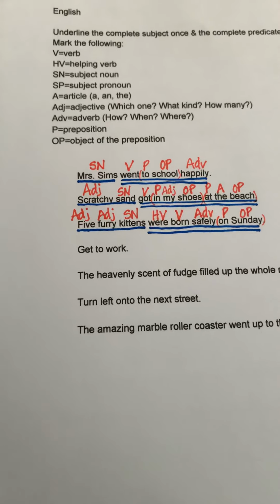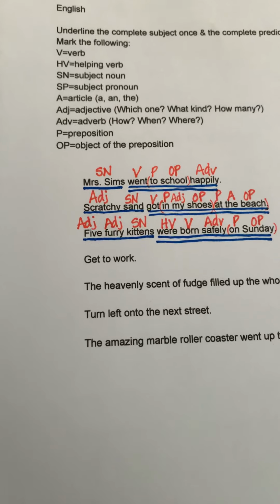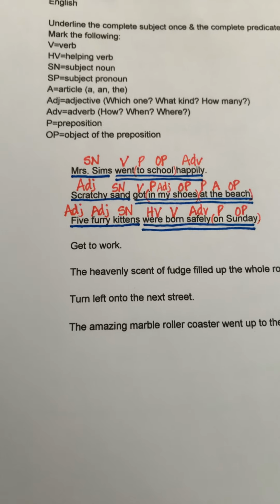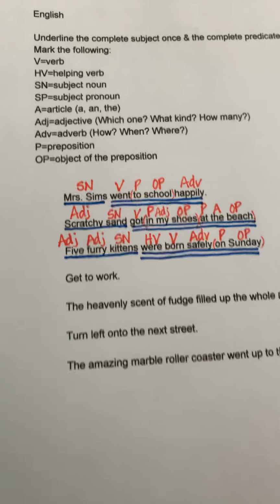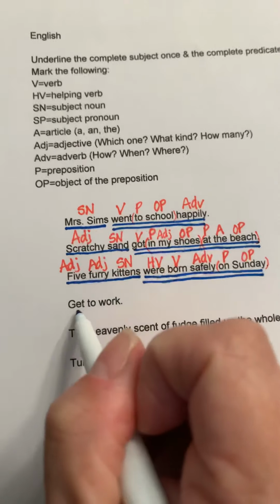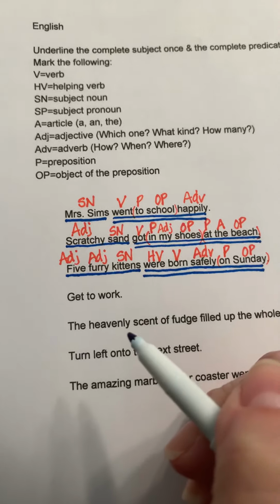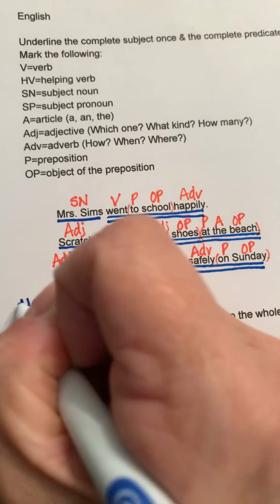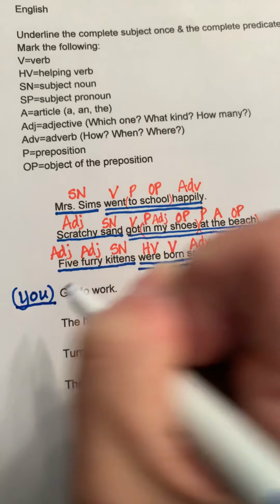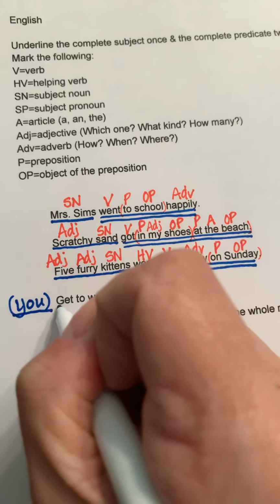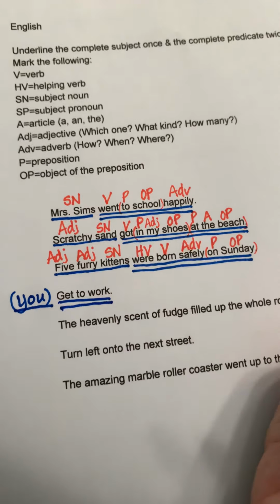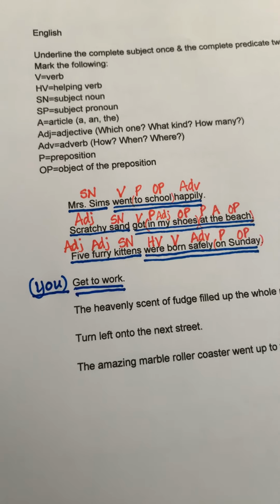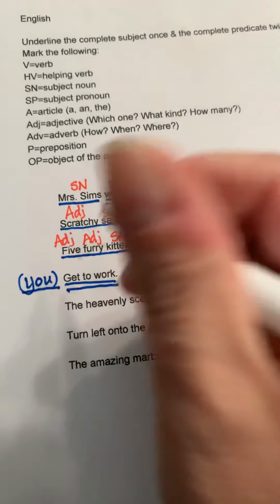All right, next, get to work. Who or what is our sentence about? Hopefully you're starting to recognize these sentences pretty quickly. When they have an action at the beginning and they're imperative, then you is our subject. So that is our complete subject, get to work, complete predicate. Okay, and so then we know our verb is get.